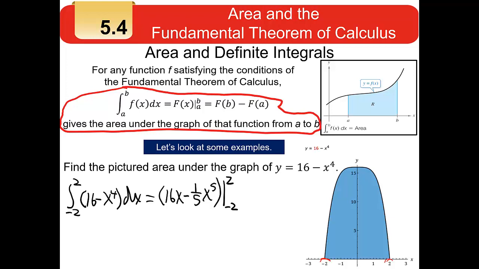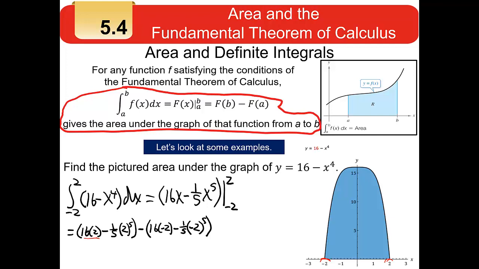Take the antiderivative of 16, you get 16x. Take the antiderivative of x to the fourth, you get 1/5 x to the fifth. You evaluate from minus 2 to 2. That means plug the 2 in first, then plug the minus 2 in, and then subtract the results. Be very careful with the signs and with the arithmetic.